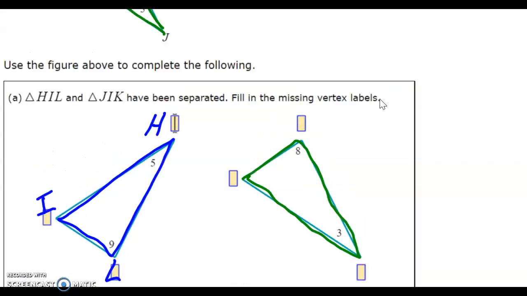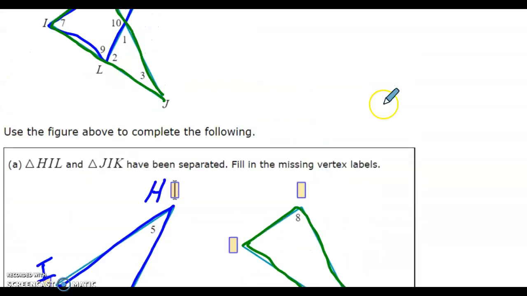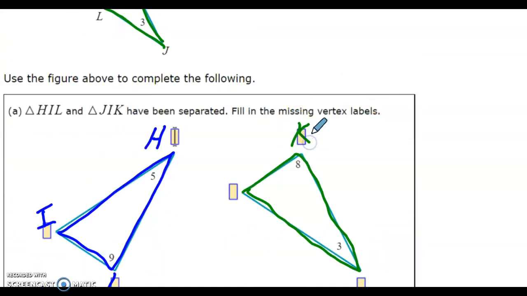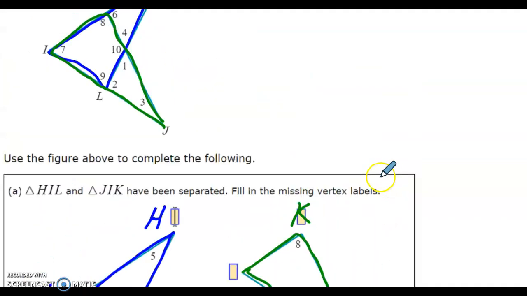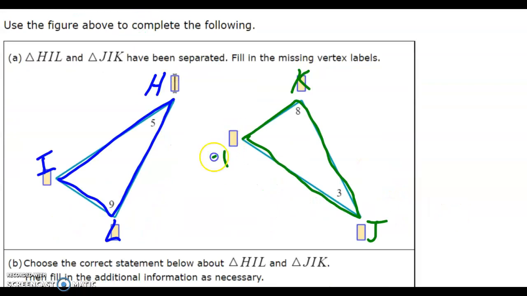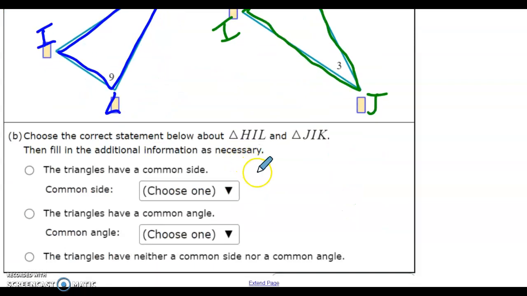They're separated. So again, angle 8 is K. 3 is down there at J. And then that one that's not marked is over at I. Now, the question they're asking you here for part B, you're only going to pick one of these. Don't try to fill all three of them in. It's either they have a common side, or they have a common angle, or they don't share any common sides or angles at all. Now, this isn't saying which ones are congruent. They're saying which ones are shared, common side or common angle.